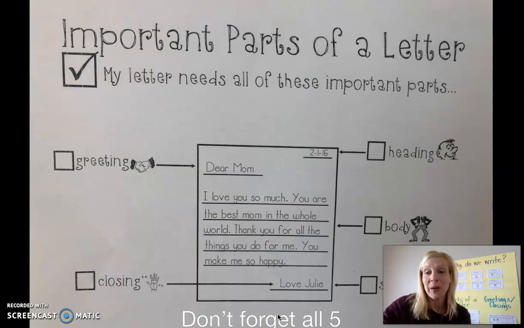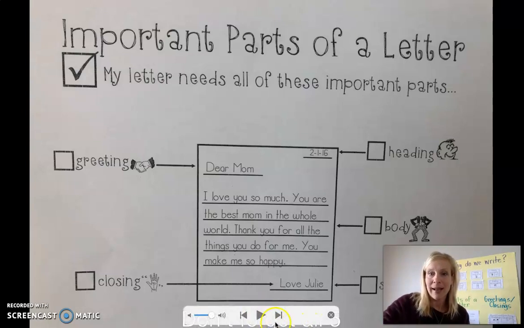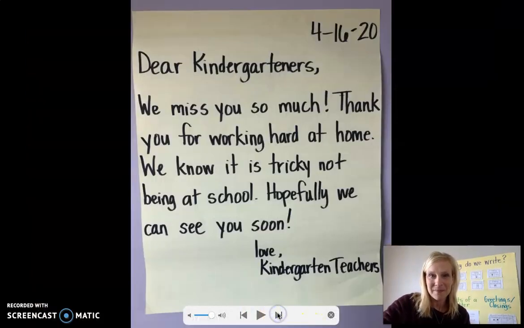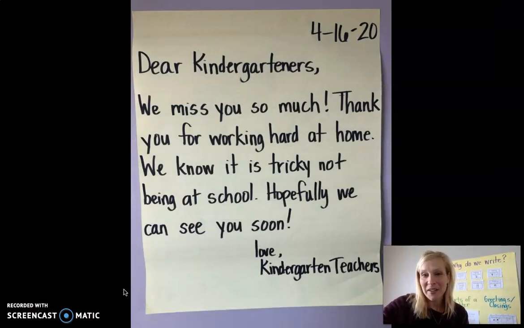Now I have a letter for you. Today, we are going to write a letter to someone that we miss. This time of distance learning has been tricky for all of us, and I know that so many of us are missing people that we normally get to see on a regular basis. So what a better way to tell them that you're missing them than by writing them a letter? So I have a letter that I'm going to share with you about someone that I miss. It's you guys.